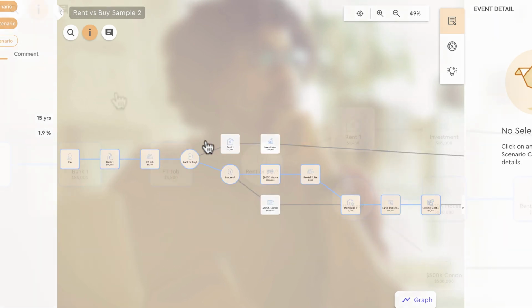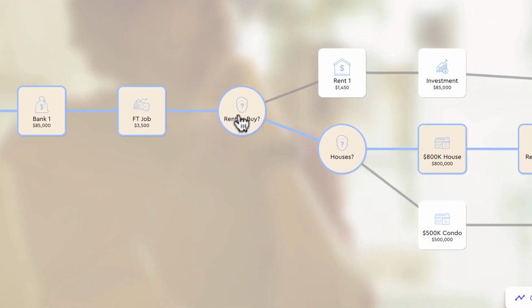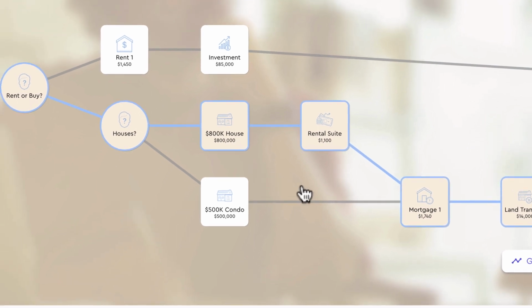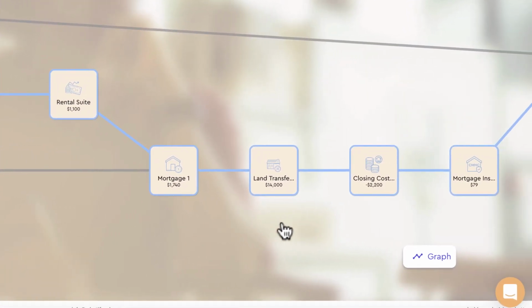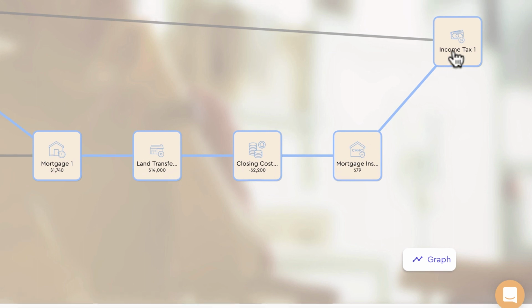Let's take a look at what we have so far. We have our bank account, our full-time job, and our rent versus buy decision. We have the rent and the investing, what's left over from our bank account. Or we have houses. We have the house with a rental suite, or we have a condo. Both of those funnel into a mortgage, into a land transfer tax, closing costs, and mortgage insurance, and into an income tax event. So what can we do now?